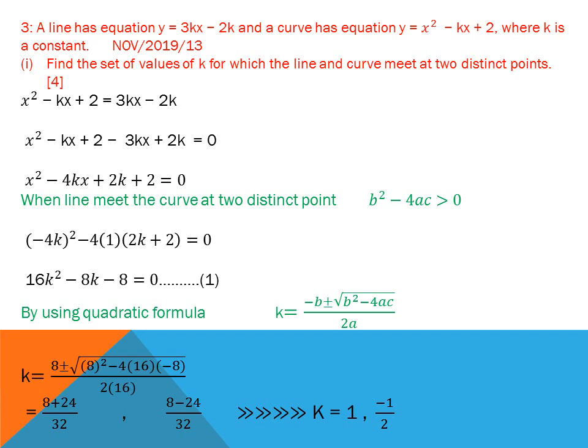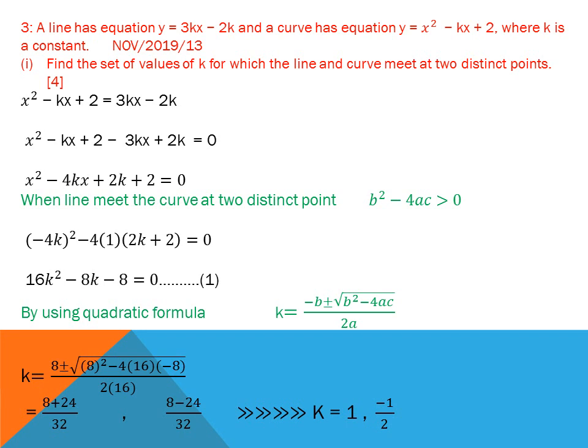But in the question he is asking about the set of values. When he is asking about the set of values, it means there is an inequality. The value should be greater than or less than. In order to check the value, k is greater than 1 or less than 1, or k is greater than minus 1 over 2 or less than 1 over 2, I applied this value in the discriminant.